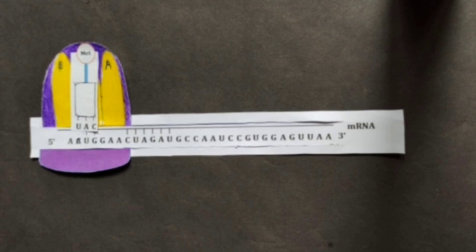The initiator tRNA is in the P site. The A site is available to the tRNA bearing the next amino acid. Right now, we are in part 2, which is the elongation cycle of translation.